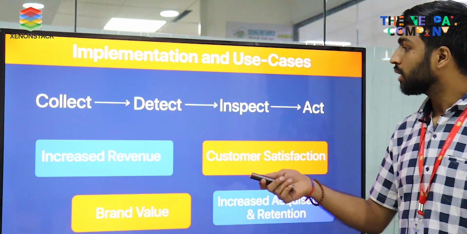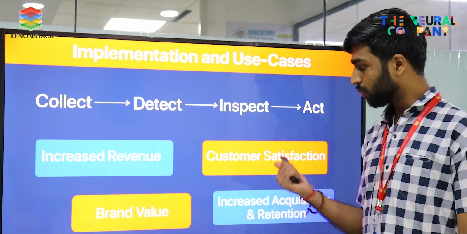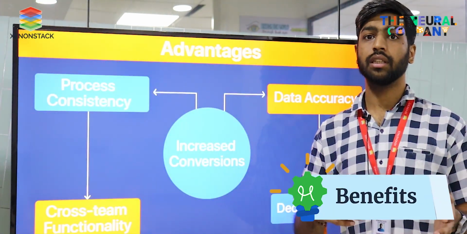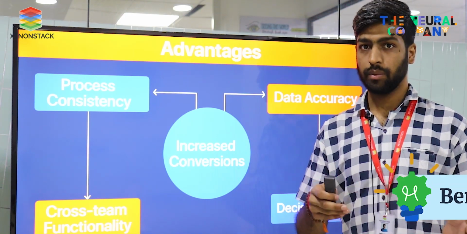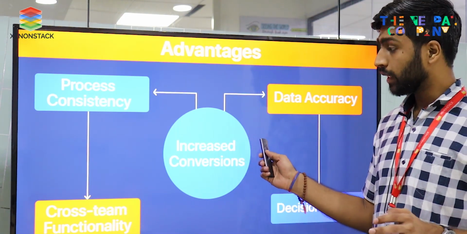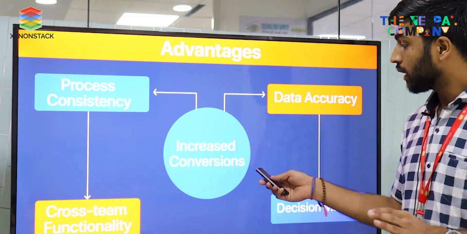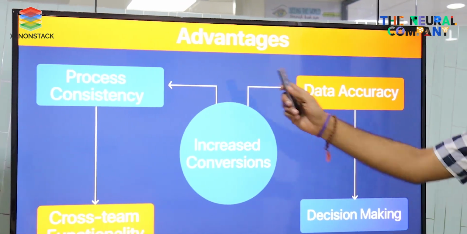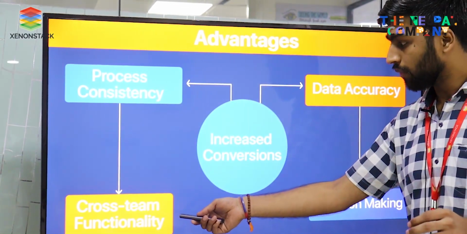So these are the four points: implementations and the use cases of observability and assessment. There are many advantages to implementing observability and assessments. There are a few that I want to point out: it can help companies with increased conversions, data accuracy, decision making, process consistency, and cross-team functionality.